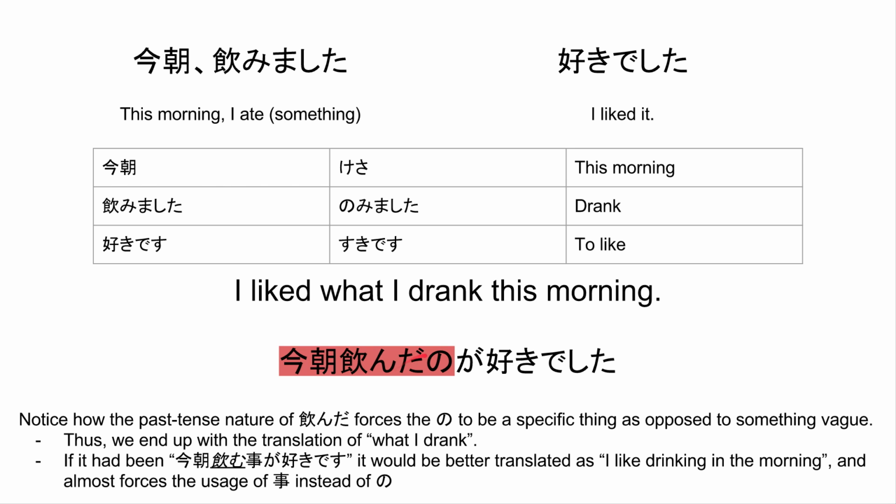Thus, using nonda, we have to use the no because it's a thing that we drank, right? So here it's the habitual drinking in the morning because nomu is habitual, so I had to change it to koto. It would be better translated as I like drinking in the morning and almost forces the usage of koto instead of no. I didn't want to say it does force the usage of koto just because I'm sure that there's some situation I'm not thinking of. But in general, if you're going to be using habitual verbs, you're going to be using koto a lot more because those are more vague actions as opposed to individual events.